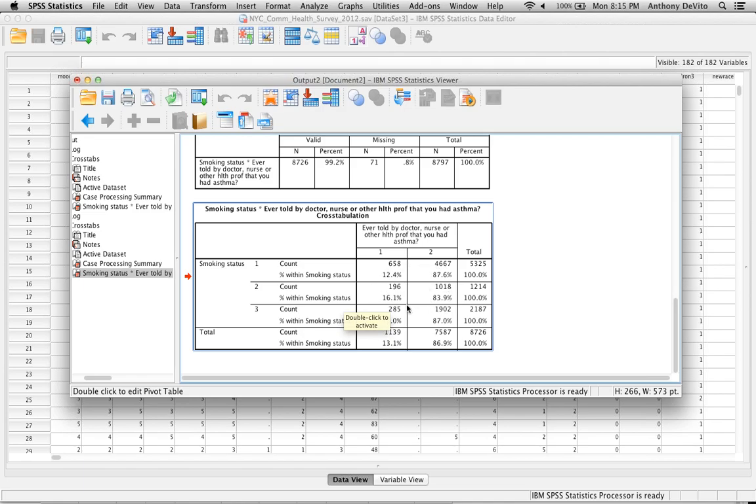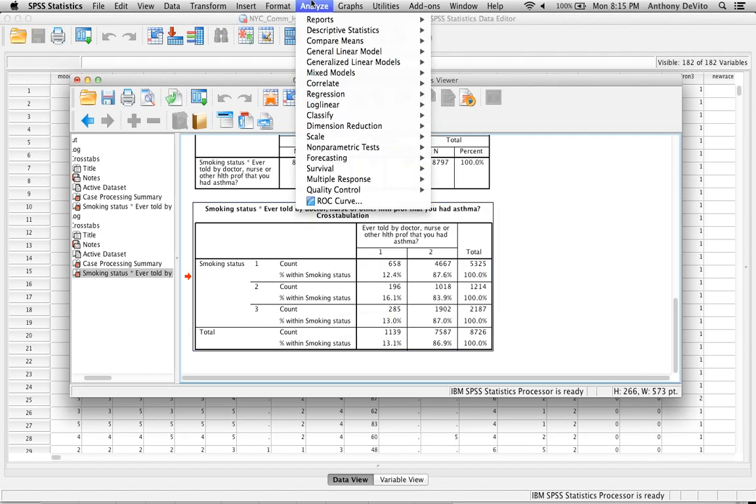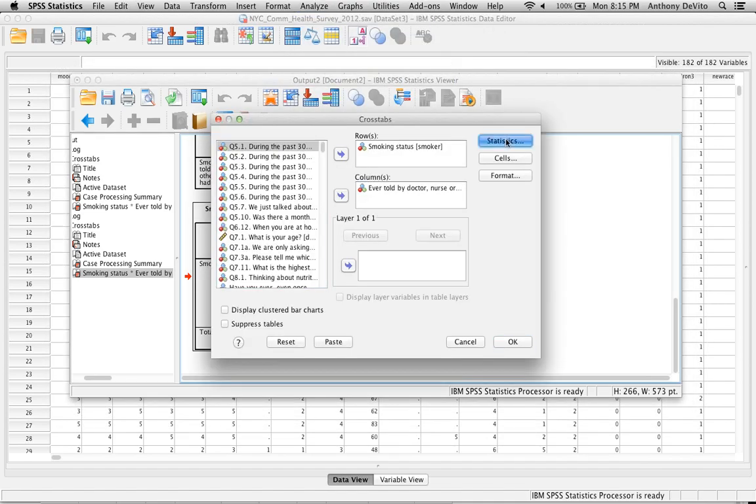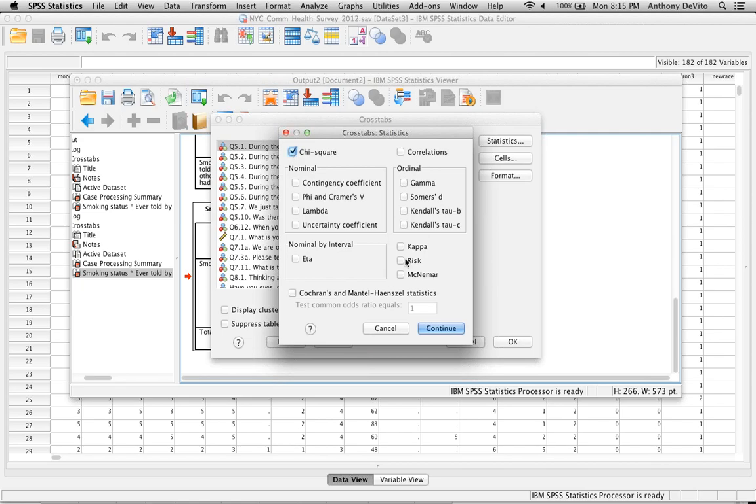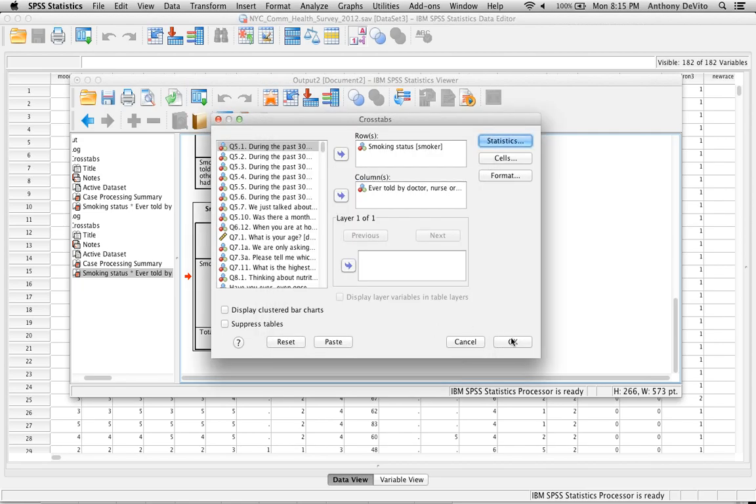So there's a number of ways that we can evaluate that: the relative risk, the odds ratio, and so forth. Relative risk and odds ratio, we're going to have an issue with. I'll show you. Let's see. Descriptive statistics. Crosstabs. I'm going to check off in my statistics chi-square value and risk, and I'm going to go ahead and run that.